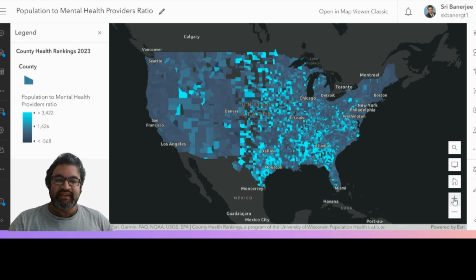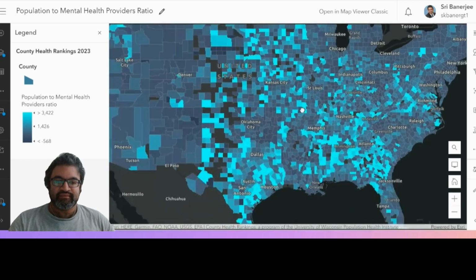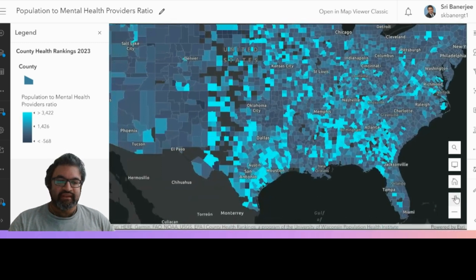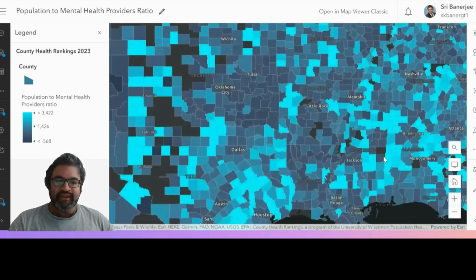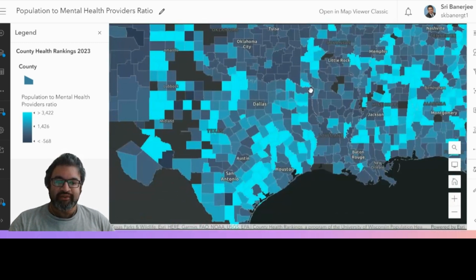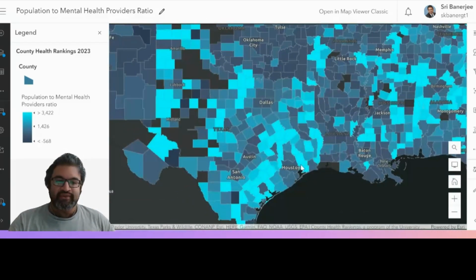I'm going to zoom in on Texas because I'm seeing a lot of light blue, which raises a lot of red flags because it's a big state and there's a lot of rural areas and bigger cities. So let's zoom in. If we go even into the cities, which is alarming, for instance, if we go to Houston, there are surrounding areas which do not have providers.